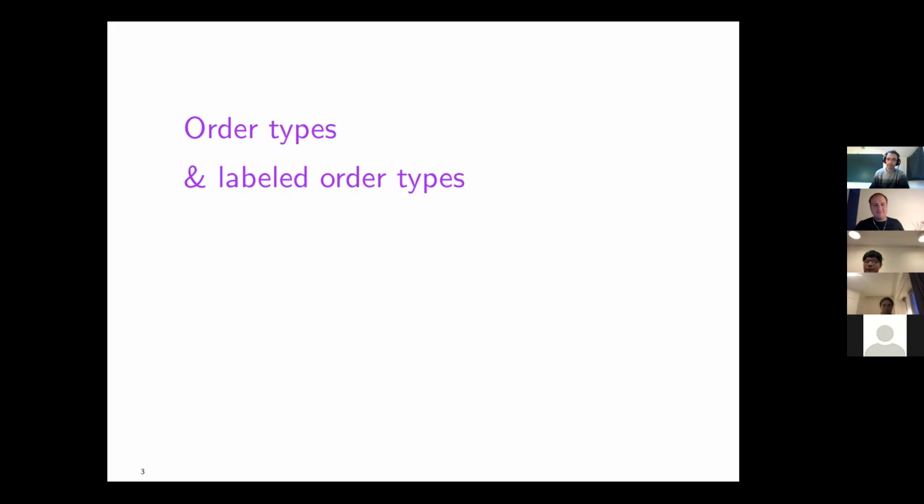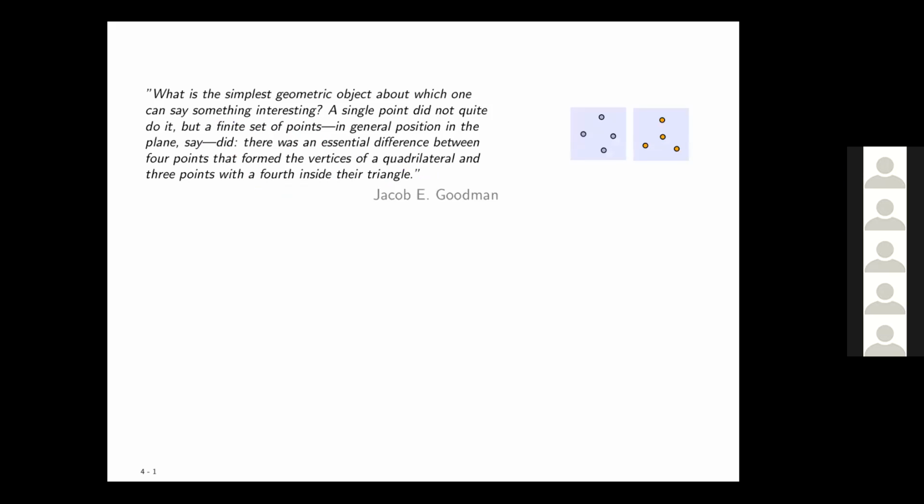Thank you. Okay, so what are order types and labeled order types? It's something that was initiated by Eli Goodman and Ricky Pollack, who both passed away, Ricky a few years ago and Eli a few months ago. And the reason they looked at that was the following. They were basically looking for the simplest possible geometric object something interesting could be said about. And they ended up with order types.